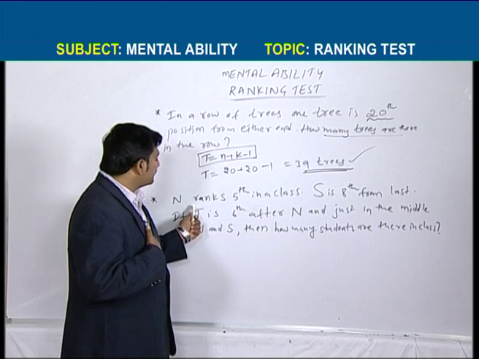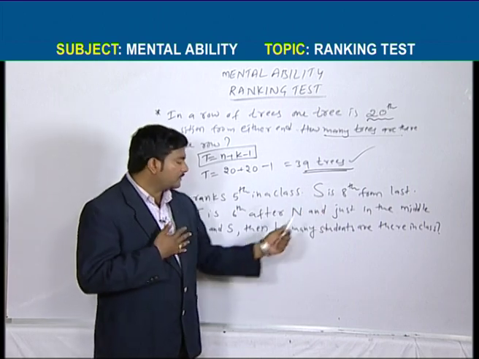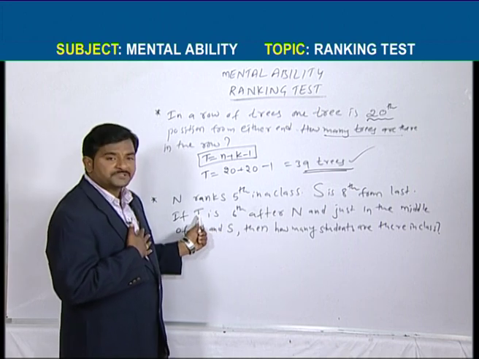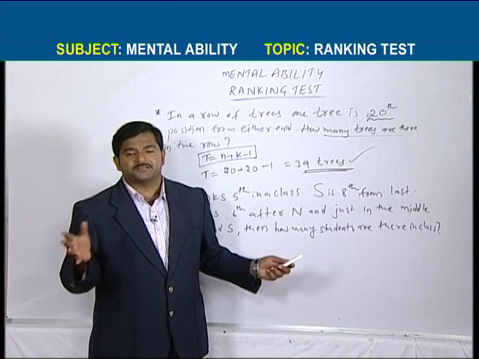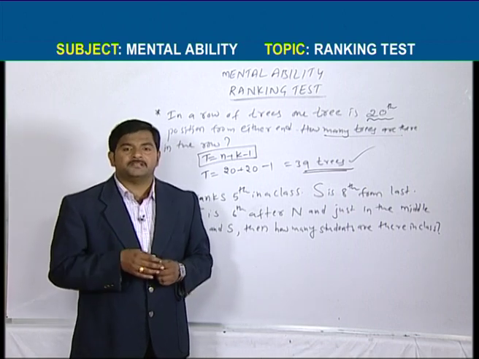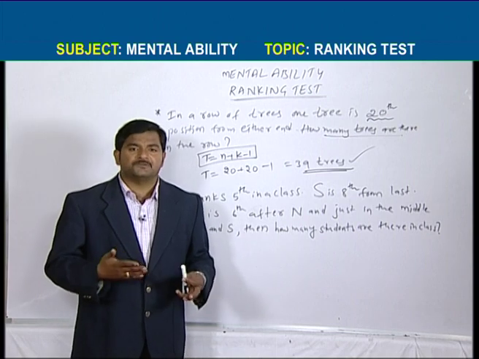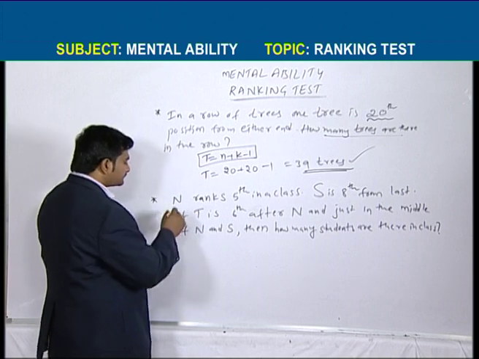Do we know the position of n from both sides? No. Do we know the position of s from both sides? No. Do we know the position of t from both sides? No. Since I don't know the position of any one object from either side, I cannot use the formula T is equal to n plus k minus 1. So without using the formula, let us start by doing it in general.